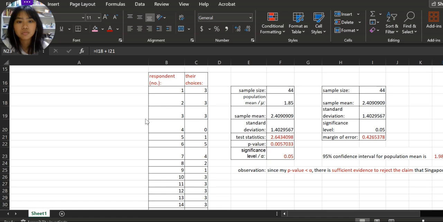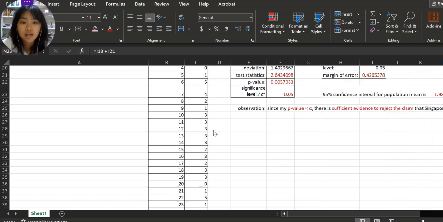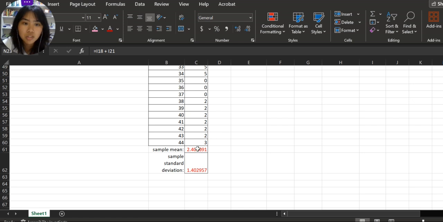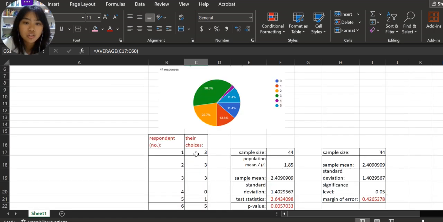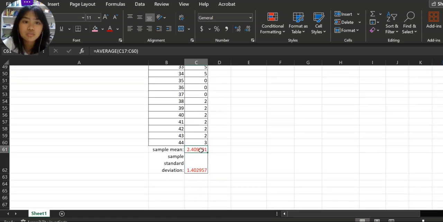In the first table over here, the respondent number is stated on the left hand side, while the number of hours is on the right hand side. So to find the sample mean, I can use this Excel formula. So average, and then I will select the very first to last cell. So C17 to C60, I will get this number.